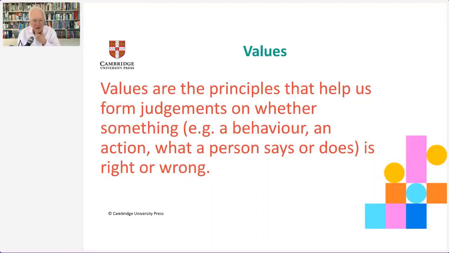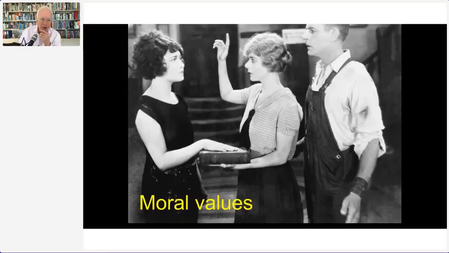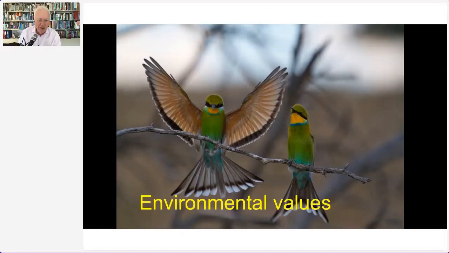And then, of course, values. Values are the principles that help us form judgments, okay? On whether something is good or bad, on whether something is right or wrong, a behavior, an action, what a person says, what a person does. This is what values are all about, okay? And of course, there are many different kinds of values: moral values and environmental values.